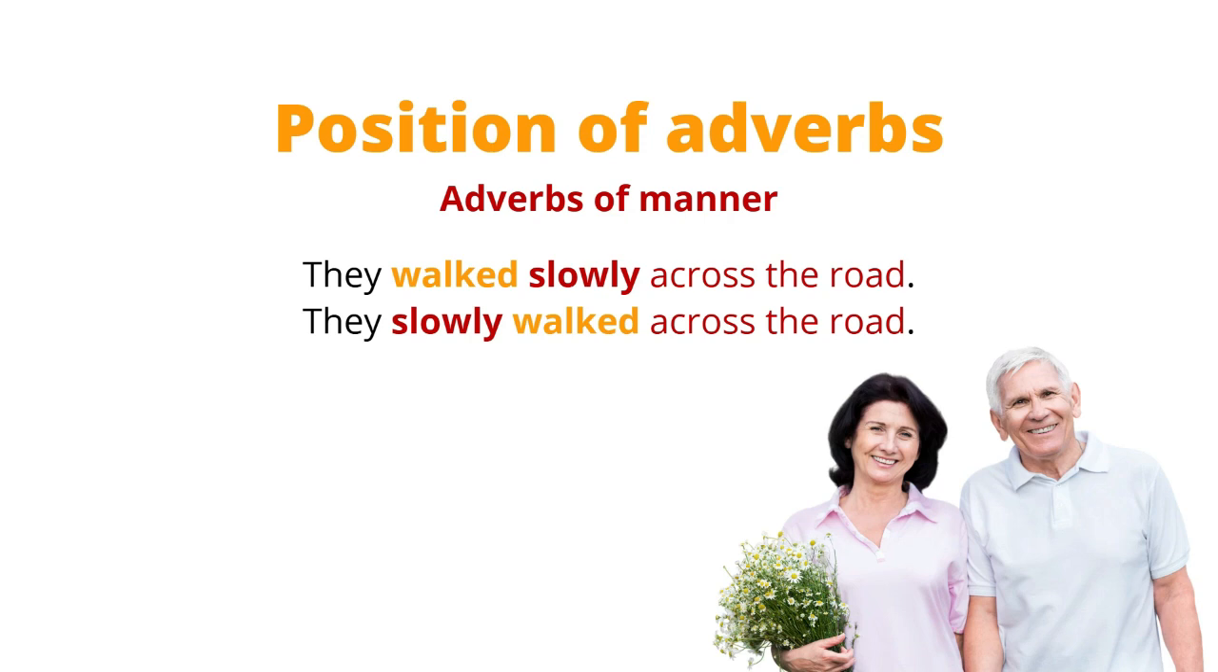So they walked slowly across the road. They slowly walked across the road. They walked quickly. They quickly walked. But if I said they walked fast, I could not say they fast walked. Okay? We only move the position of the adverb in front of the verb when it is one of these adverbs that end in ly. So they walked slowly across the road is the most common position for this adverb, though you may see they slowly walked.